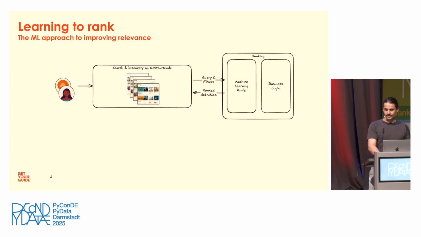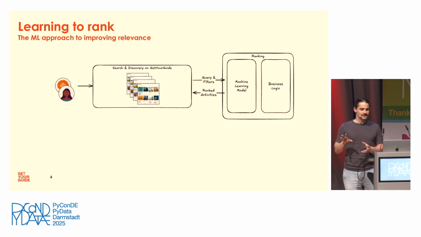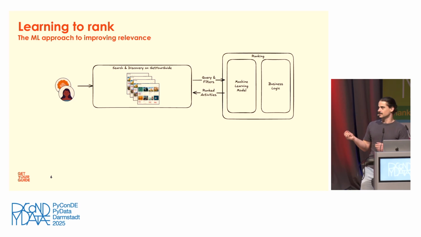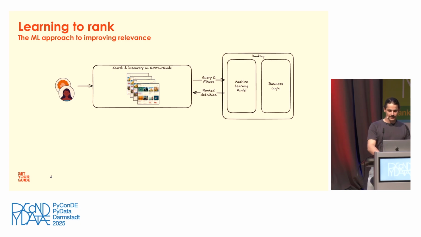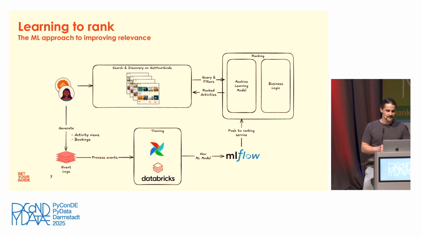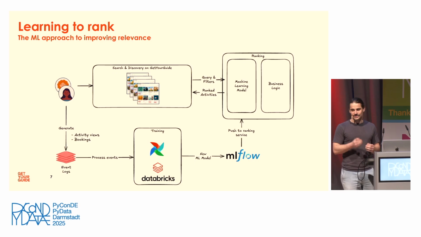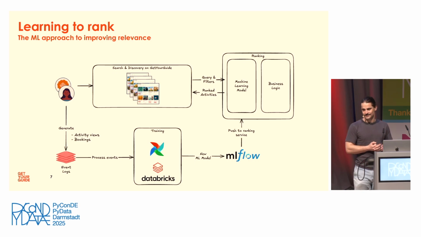So as users come to GetYourGuide and interact with our marketplace, they submit a search query, maybe some filters to go along with that query. And we, in return, return a list of activities to display to them, a ranked set of activities, I should say. This happens with millions of users every day. And as that happens, they also interact with different activities shown to them, for example clicking, viewing, and maybe even booking something, which generates event logs for us.